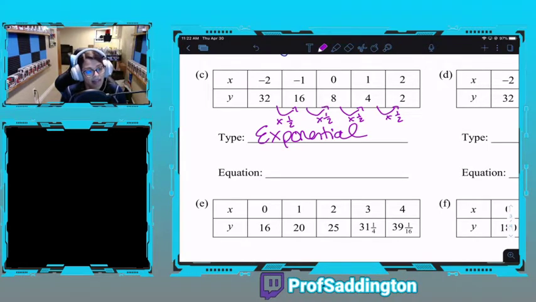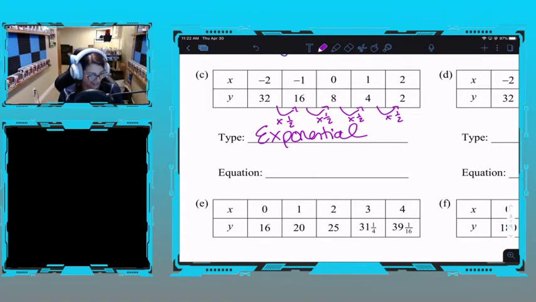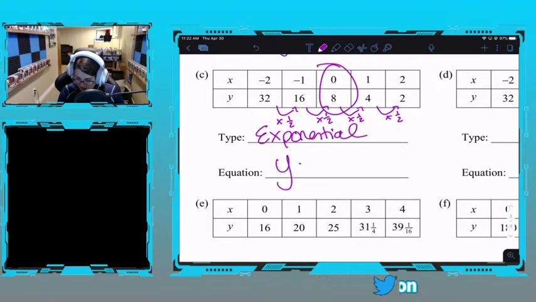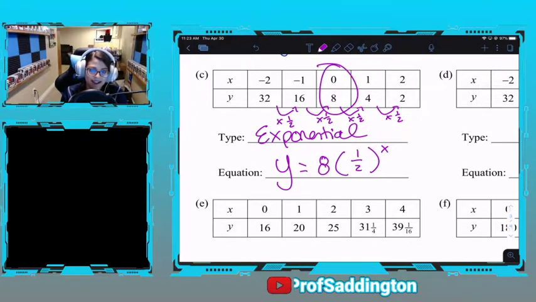It's just exponential decay. And then where's my y-intercept? It's 0, 8. So we have y equals 8 times half to the x.